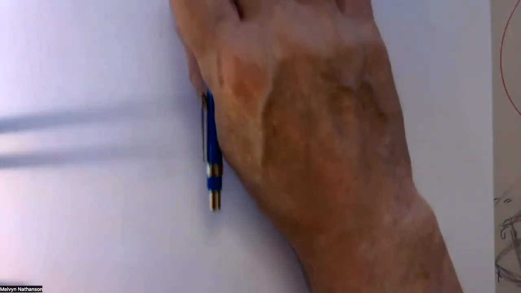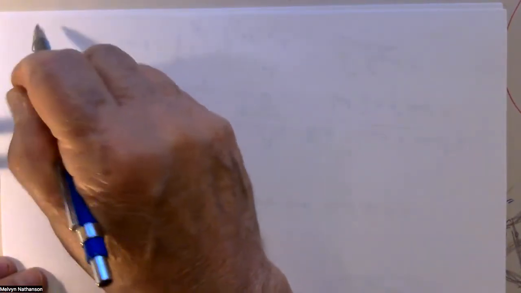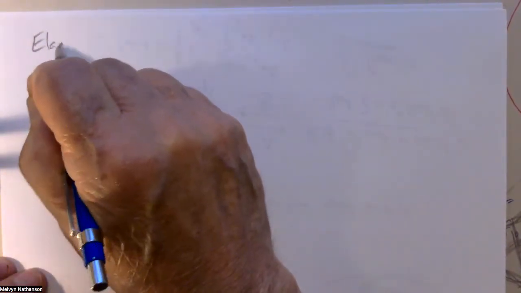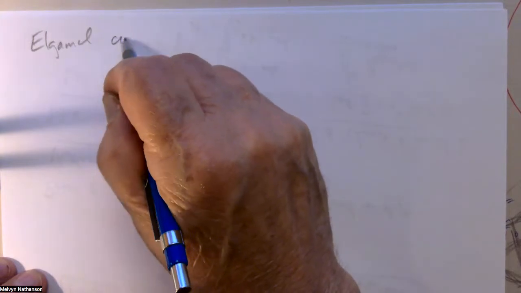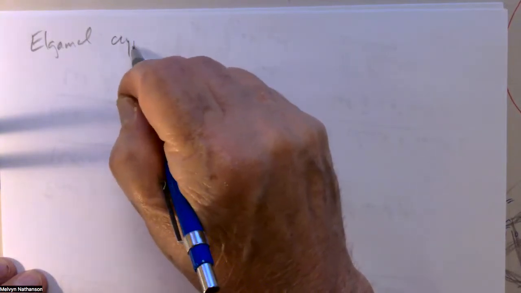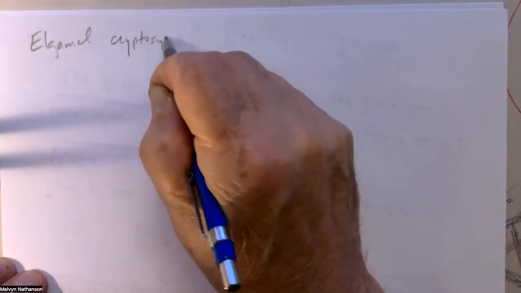So one of the first solutions to this problem of public key cryptography was due to the mathematician Elgamal, and I want to describe the Elgamal crypto system.